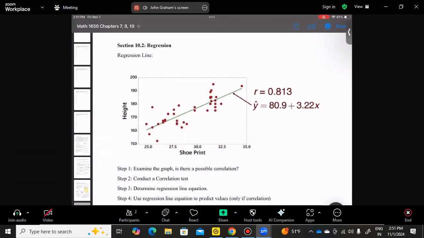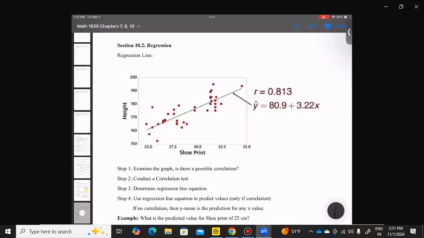Hi, this is Math 1650, and this video is over section 10.2. And we are looking at regression now. We have looked at correlation before. Now we're going to look at regression.